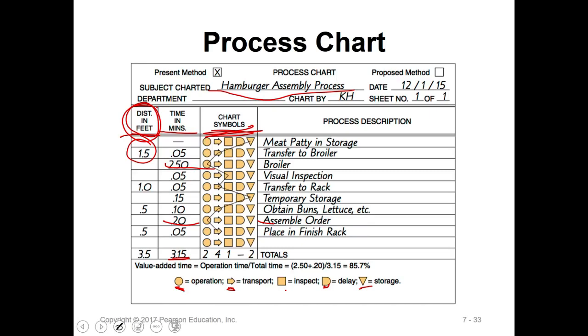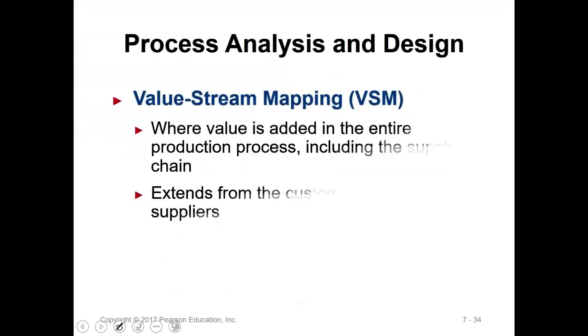This is the chart that includes the distance, time, and operation symbols in the process. And here's the value stream mapping, the fourth chart. With value stream mapping, they want to look at what are the value added functions or steps in the entire process.